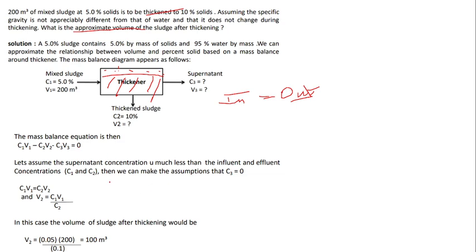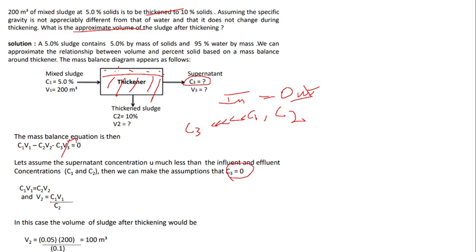Now, there is an assumption that the concentration of solid in the supernatant is very, very small. C3 is an insignificant amount compared to C1 and C2. So we can take the C3 value as 0. If you take C3 as 0, this term will get cancelled. So C1 V1 is equal to C2 V2.